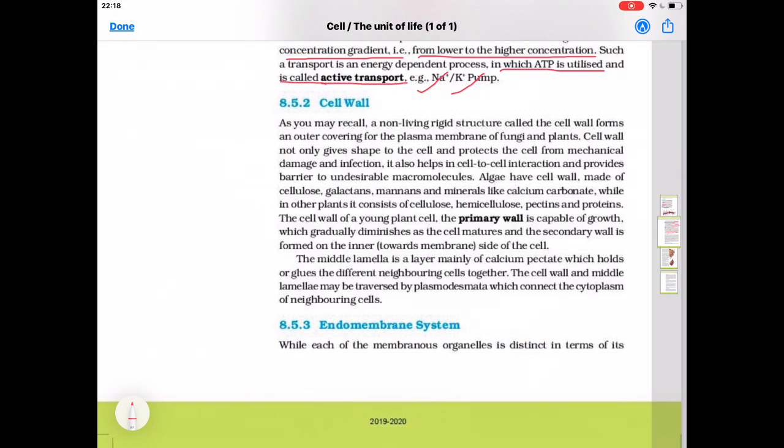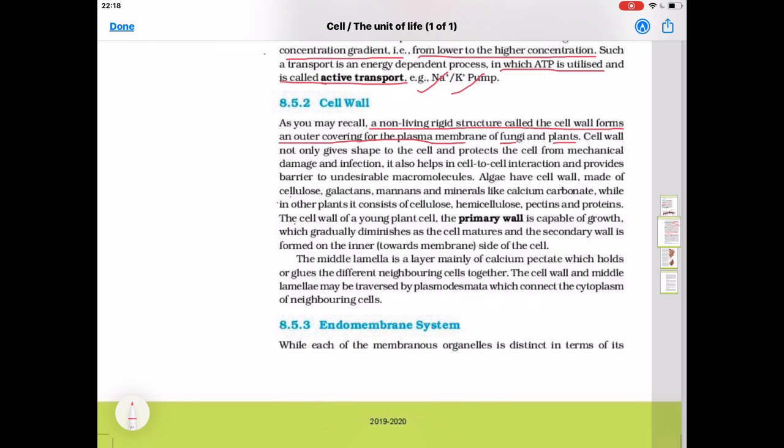Cell wall. A non-living rigid structure called cell wall forms the outermost layer, that is outside the plasma membrane, in fungi and plants. Cell wall not only gives shape to the cell but protects the cell from mechanical damage and infection. It also helps in cell to cell interaction and provides barrier to undesirable macromolecules.